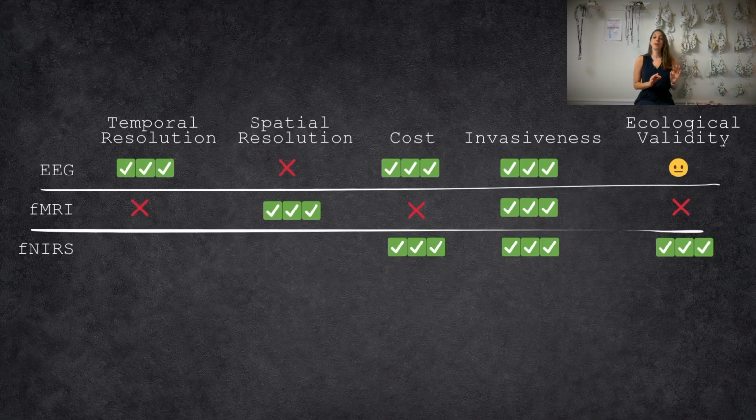Its limitations are that it only captures activity in the outermost layers of the brain, and its spatial precision isn't as sharp as fMRI. But in the right context, especially when flexibility and comfort matter, fNIRS is gold.